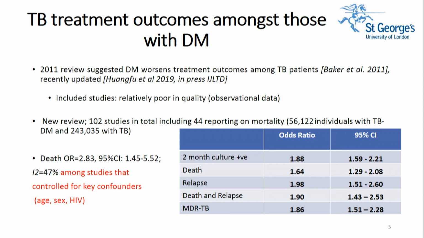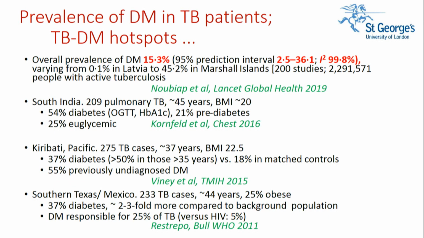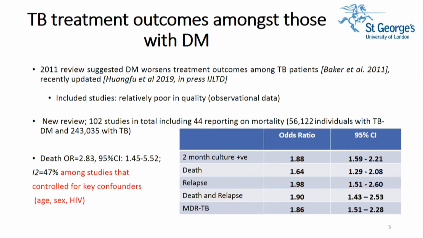TB treatment outcomes amongst those with diabetes, again, there have been a number of systematic reviews, and a very large number of studies, in fact, 102 in total in the most recent review. 44 of those actually reported on mortality, which is where I think the evidence is therefore strongest.